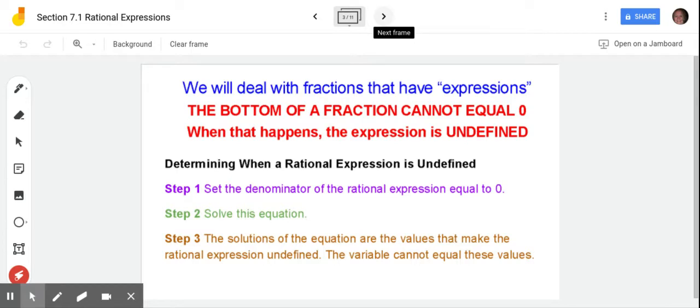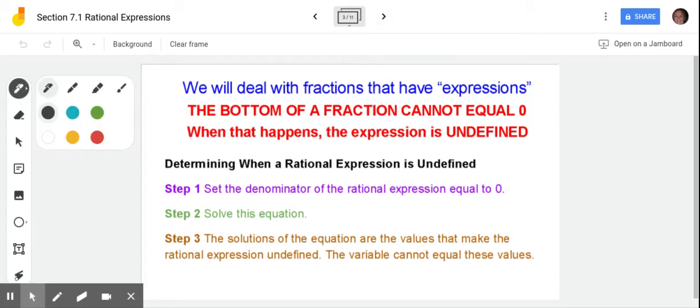To determine when a rational expression is undefined, we're going to take the denominator, or the bottom part of the fraction, and we're going to make that expression equal to 0. We're going to solve that equation, and then whatever the answer to that equation is what the number of x can't be, or the number of the variable can't be.